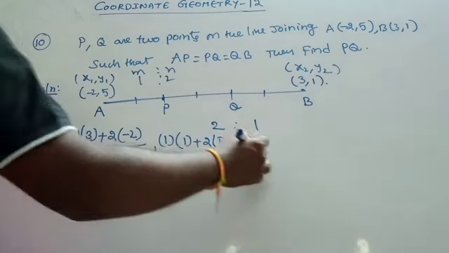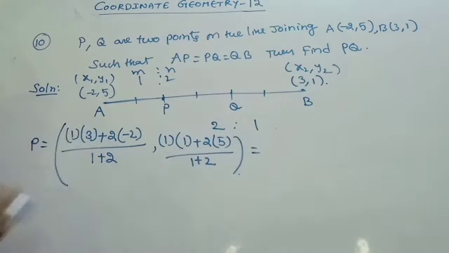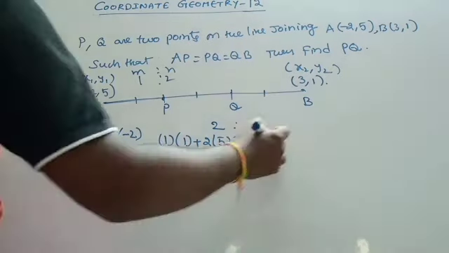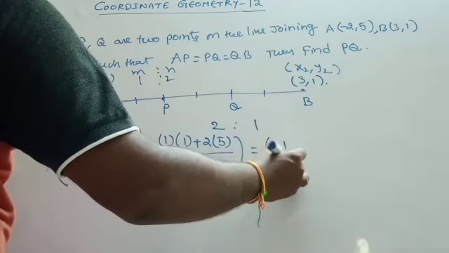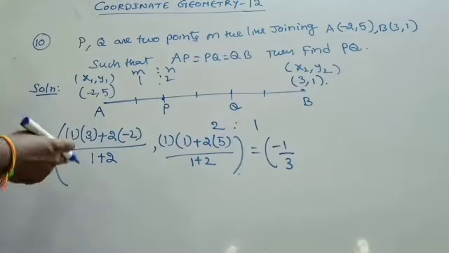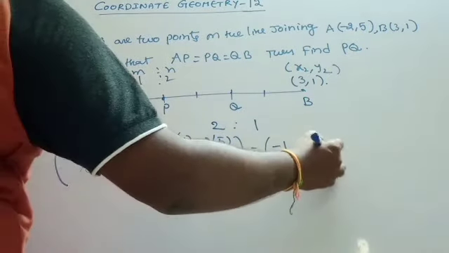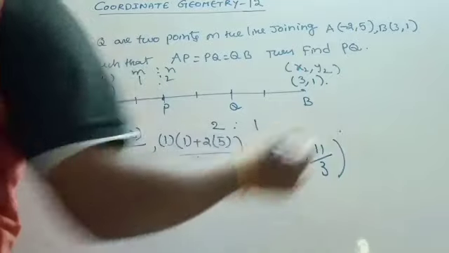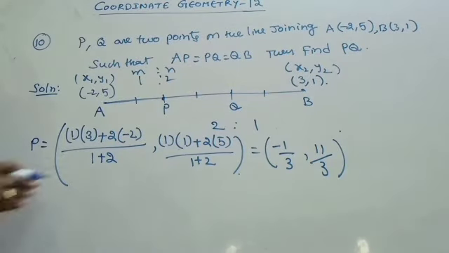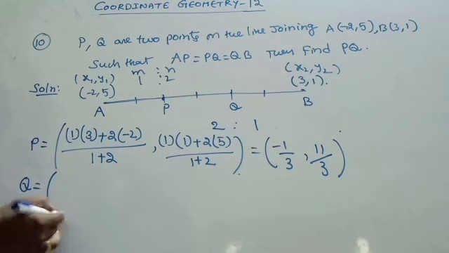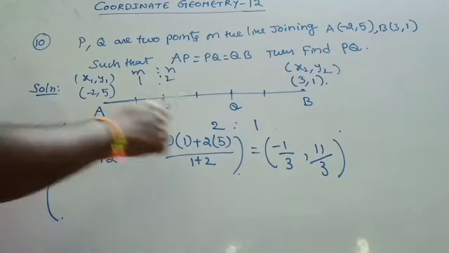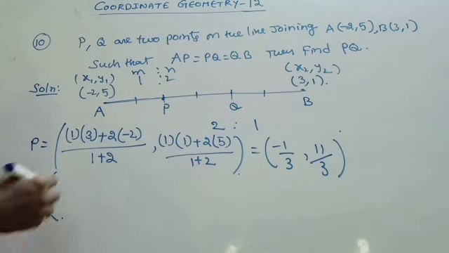Now this is equal to, we can easily see, (3 - 4)/3, which is -1/3, comma, (1 + 10)/3, which is 11/3. P you have got like this. Next, Q. Q is now dividing in the ratio 2:1.